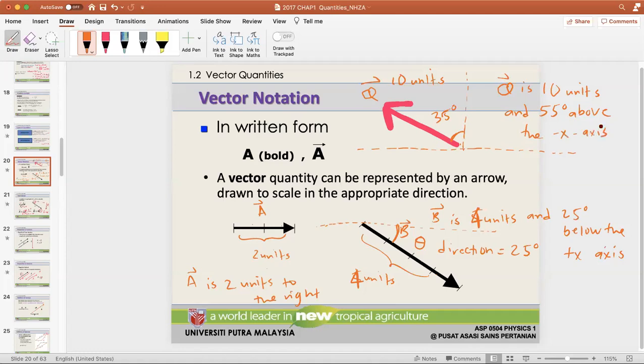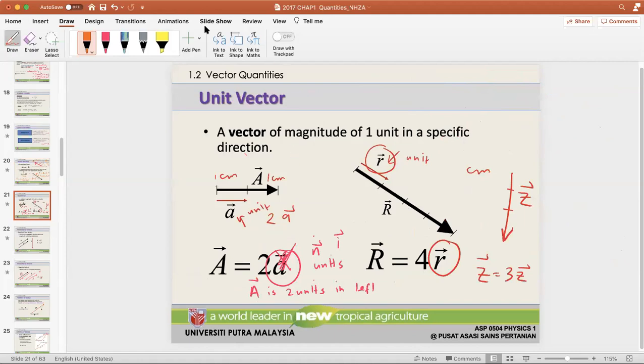Now, if I just read this part, I can already imagine, oh, Q is 10 units and it's 55 degrees above the negative x-axis, which is also the same as 35 degrees with respect to the positive y-axis. It's the same thing, but the convention is to describe it with respect to the x-axis. Is that clear? Any questions? No. Okay, next slide.